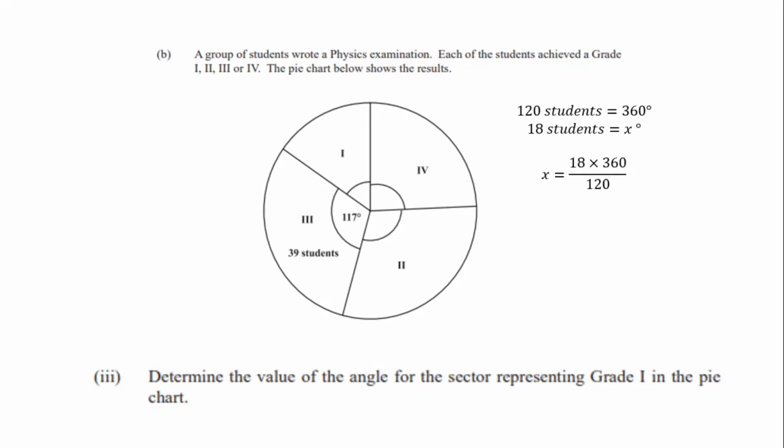So again, we cross multiply, and what we'll have is 18 x degrees is equal to 18 multiplied by 360 divided by 120. And when you work that out, you'll get x to be 54 degrees.